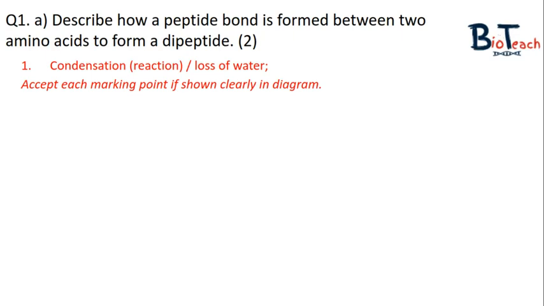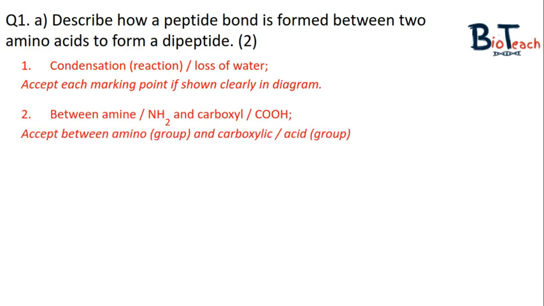The next marking point would be to state where the condensation reaction takes place, so we need to state the functional groups of NH2 and the carboxyl group. You could also say that the reaction takes place between the amino group and the carboxylic group for this second mark.